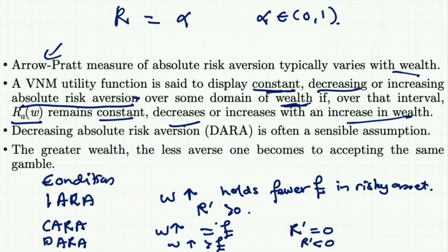And this is more sensible. The decreasing absolute risk aversion, DARA, is often a sensible assumption. The way I interpreted just now, when a decision maker's wealth increases, he would be willing to put more money in risky assets, isn't it? So in that sense, the R prime here is negative.